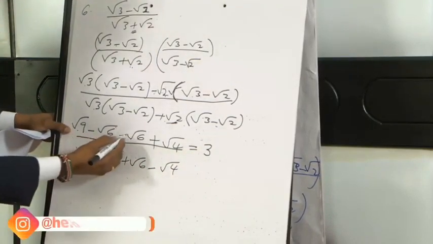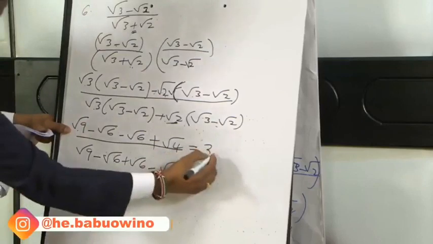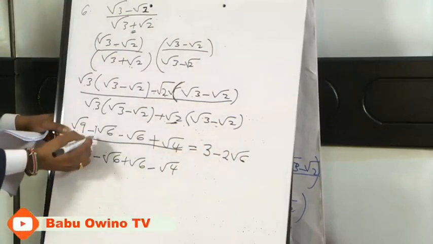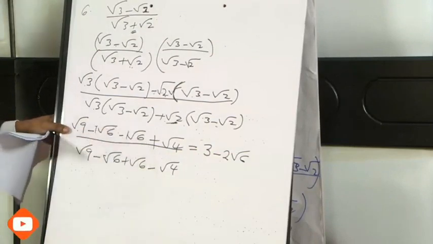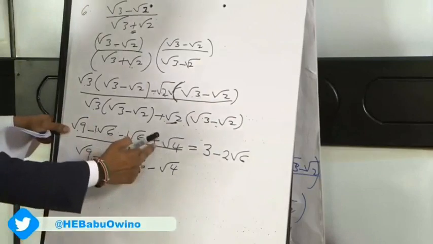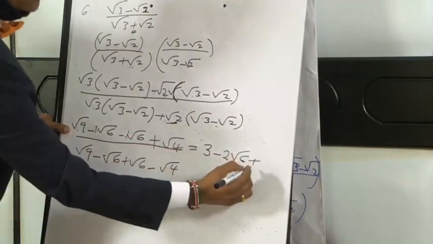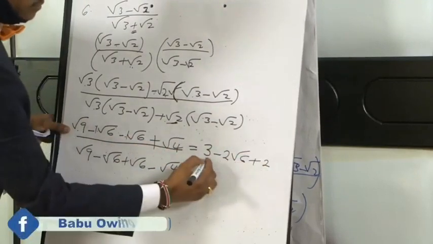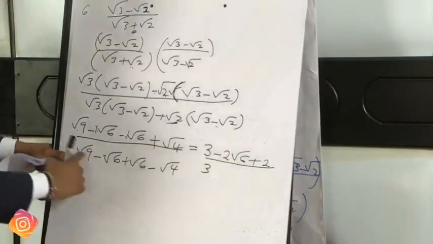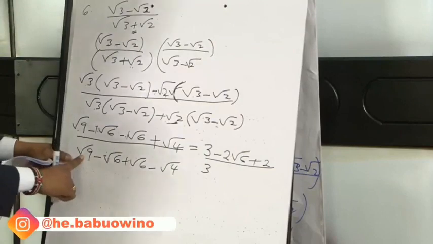Minus root 6 minus root 6 is minus 2 root 6. You just pick the coefficient here, which is 1 and 1, add the ones, then maintain root 6. Then plus root 4. Square root of 4 is 2. Divide by root 9, which is 3. Square root of 9 is 3.